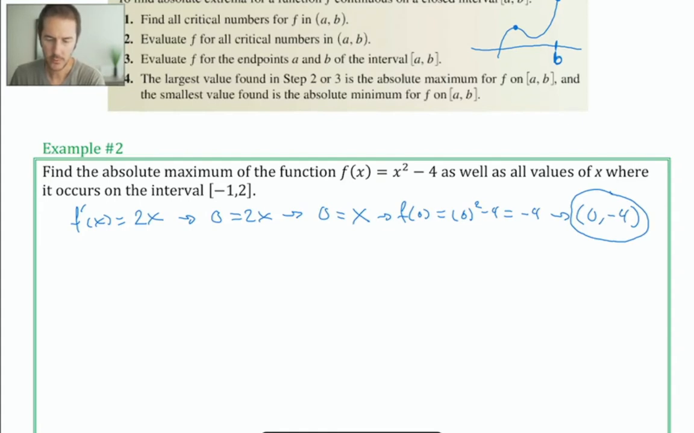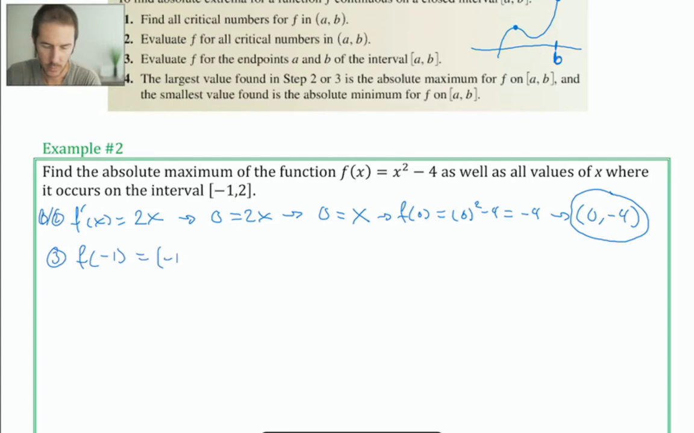So that was actually step number 1 and step number 2. We evaluated our function for that critical number. Number 3 says evaluate for our endpoints. Now notice we're only working on this little interval that goes from -1 to +2. So let's evaluate. So this was really 1 and 2. And for number 3, let's find f of -1.